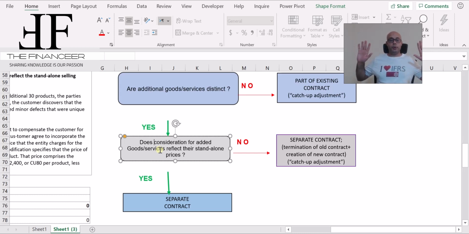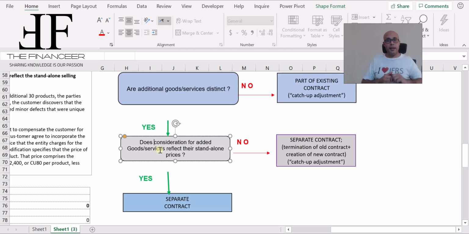Here we need to stop. The original price was 100 and the new price is 80. And this is a big difference, which is a 20% discount. And this 20% discount, most likely, the company gave it to the customer because the customer already purchased a big order from them and has a good relationship with the company, and maybe the company wants to emphasize the long-term relationship with the customer. That's why the company gave the customer a 20% discount. So the price of these 30 units does not reflect the standalone selling price.